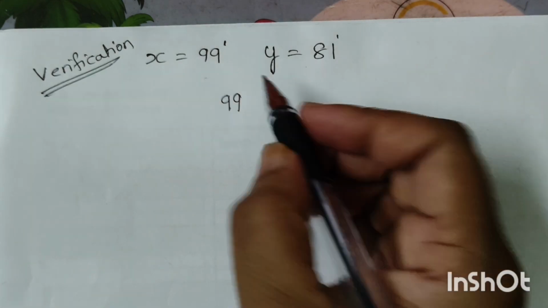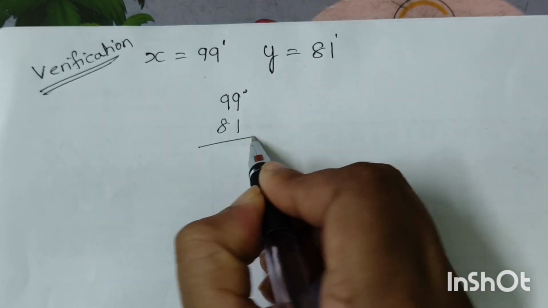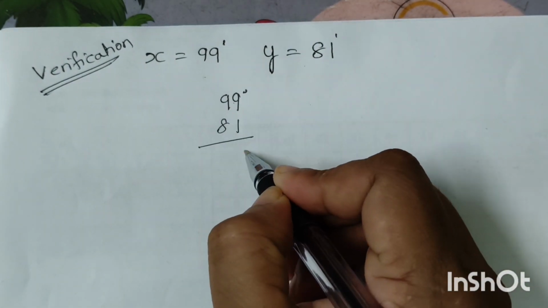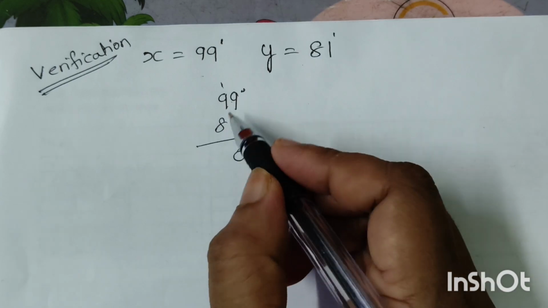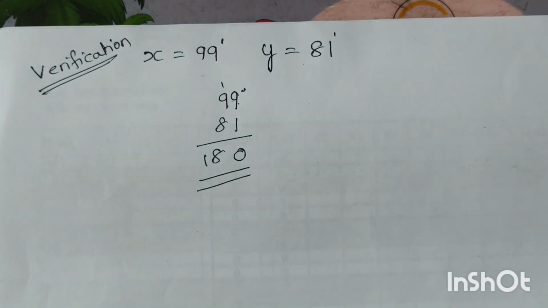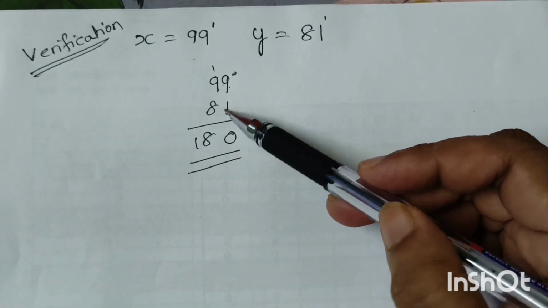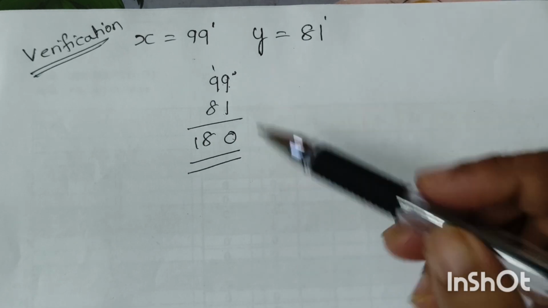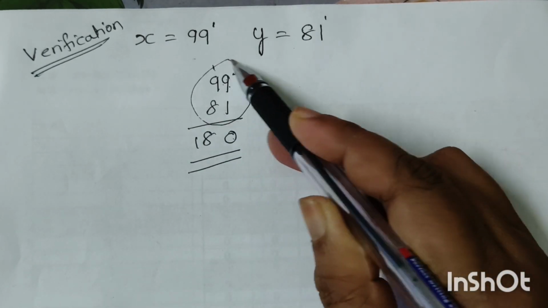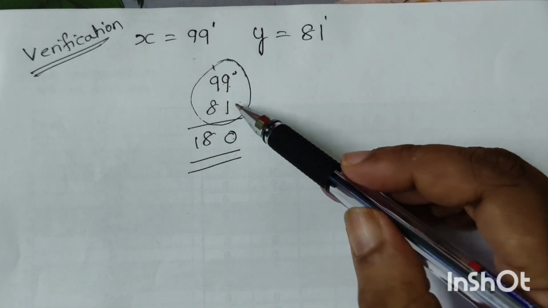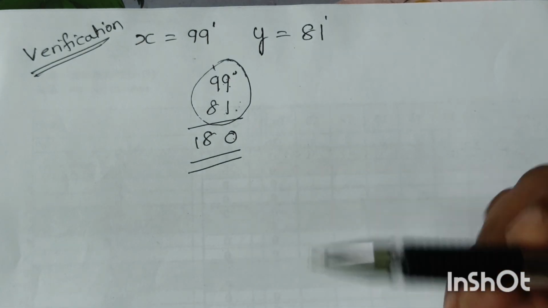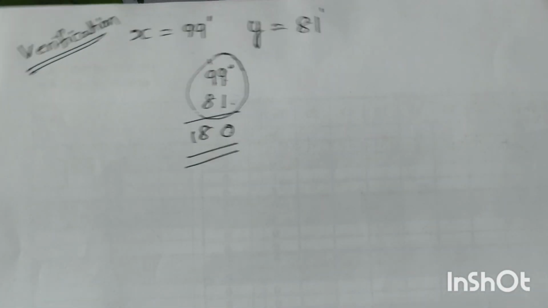Here, 99 degrees plus 81 degrees. 9 plus 1 is 10, so it is 180 degrees. Since when we add these two angles, we get 180 degrees, we can say these two are supplementary angles. So we have verified. Now let us verify the other sentence of the question.